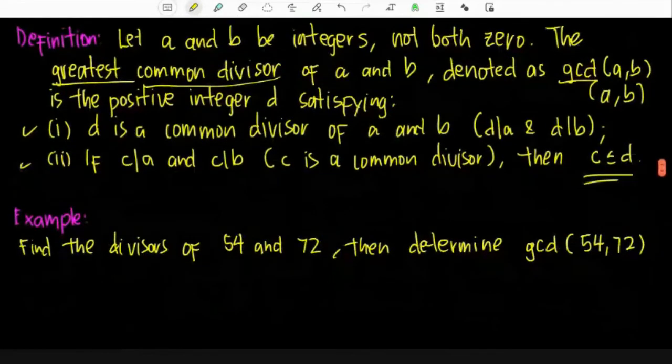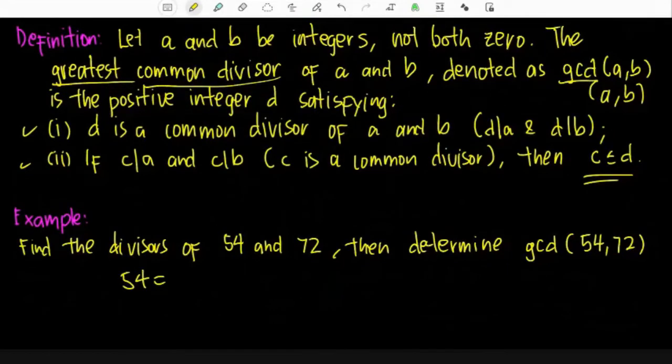Just to illustrate, let's find the divisors of 54 and 72. Yung 54, simulan natin sa maliit. Of course, yung 1, laging divisor na yan. Pero pag divisor ang 1, automatic, yung negative niya, divisor din. Lagi naman magkapares ang positive at negative divisor. Ano ba obvious na divisor ng 54? 2. So, plus minus 2.